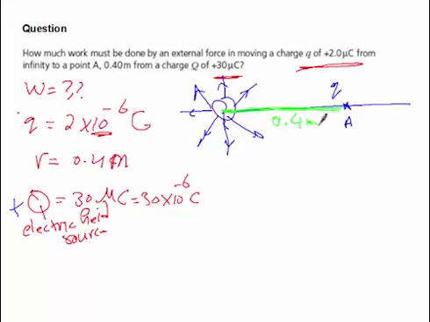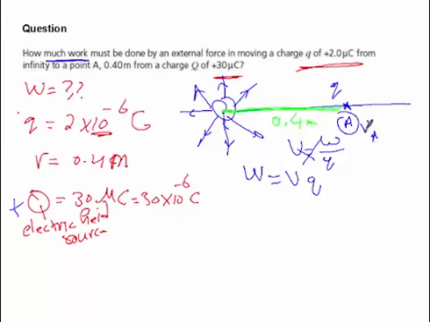Now to calculate work, we have V equal to work over Q. Which Q? This Q that we are moving, bringing it from infinity to that point. So that means that here W, or work, we are asked how much work, is equal to V times Q. But where is V? We have to calculate our V first. V at this point A, VA.